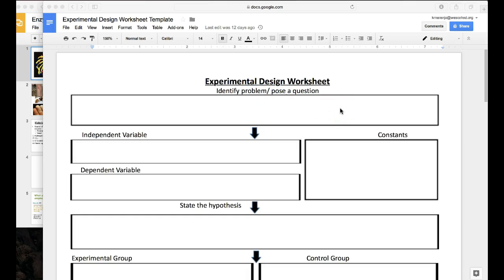Since you're going to be doing your lab on enzyme catalysis, your group needs to determine what would be an appropriate question to test enzyme catalysis.